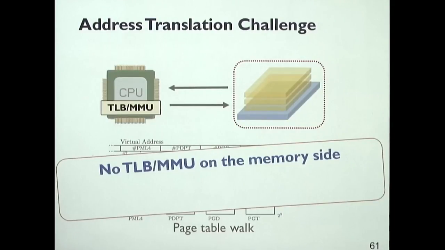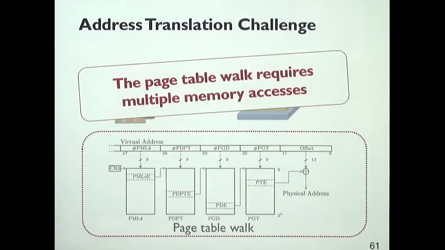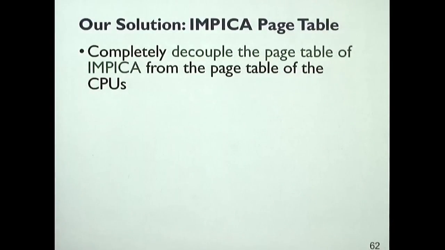Okay. So going back to this problem, there's no TLB or memory management unit on the memory side. And if you want to duplicate the entire memory management unit, it's costly, and it also creates some compatibility issues. Because now if you have a page table over here, which ISA do you design it for? Page table is really a property of the ISA, right? x86 has a different page table than SPARC, than Alpha, than MIPS, ARM. So you don't want to fix a page table design over here. So this is actually a complicated problem. It's not that easy.